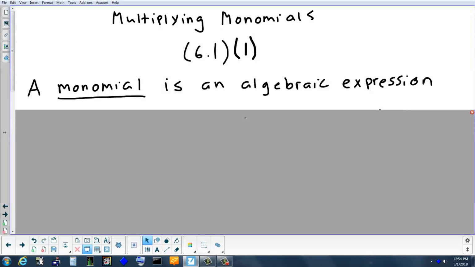So first, I'm going to show you what a monomial is. Does anybody know what the word mono means? Like when you see it in front of something? One. Yep, mono, like if you see bi, like bicycle. Bi means two. Tri, like tricycle, three. Monomial, mono means one.